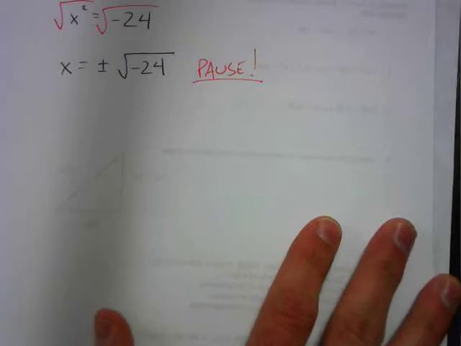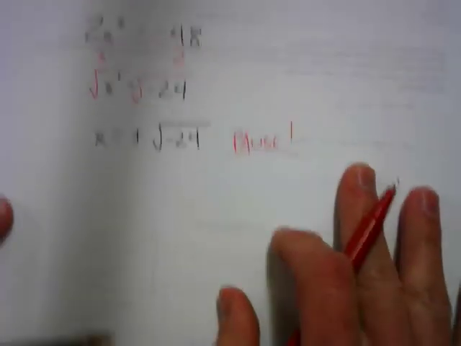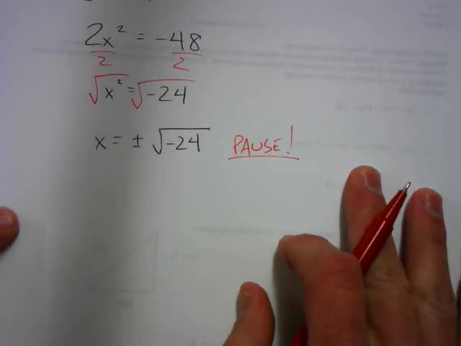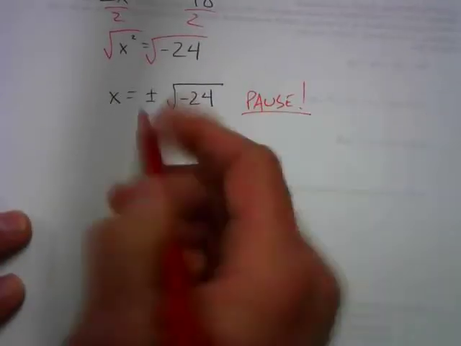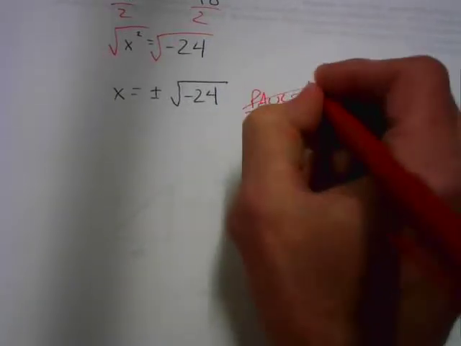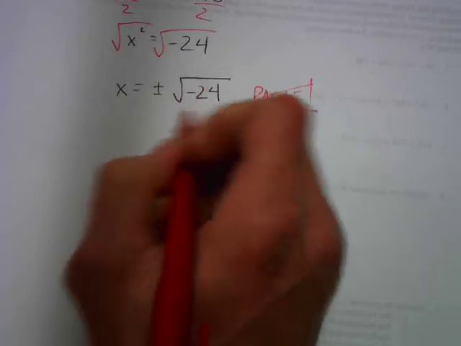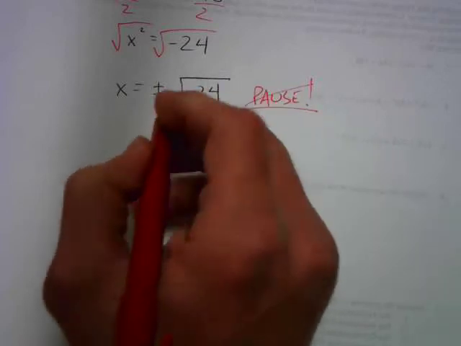All right, so remember when I hit pause? Okay, now we're going to unpause. So we were solving the equation 2x squared equals negative 48. We divide by 2, and then we have plus or minus square root of negative 24. So we hit pause. Now we're going to unpause. Now we know we're going to be dealing with i. Okay, now we can simplify the square root of negative 24.